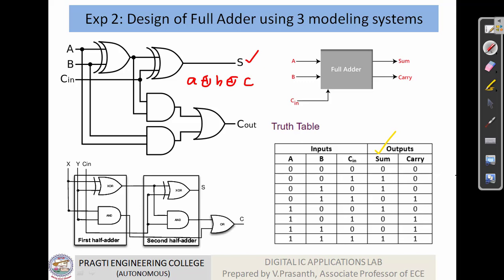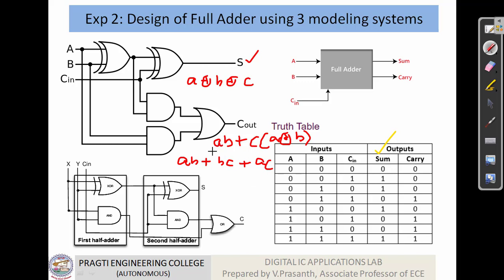For the carry expression, C out is equal to AB plus C (A exclusive-OR B). This is the expression we get for the carry. Otherwise, we can also write the carry as AB plus BC plus AC. In both ways we can have it. Any two inputs being 1, obviously the carry output will be 1.